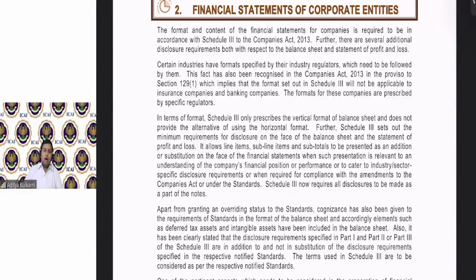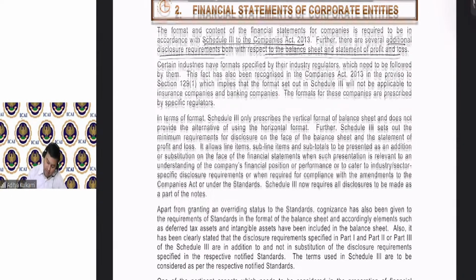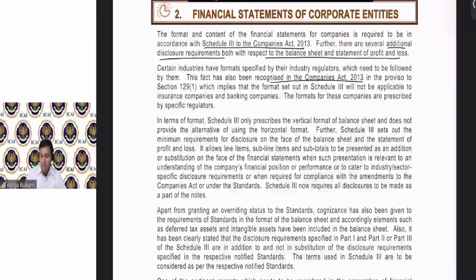So, as of now, when we talk about corporate entities, the format is in line with Schedule 3 to the Companies Act 2013. All of us are very well aware of it. There are several additional disclosure requirements with respect to the balance sheet and statement of profit and loss. However, certain industries have their own prescribed balance sheets, like the banking and the insurance sectors. That fact has also been recognized in the Companies Act 2013 in the proviso to section 129(1), which states that for these companies, the Schedule 3 format is not going to be applicable.